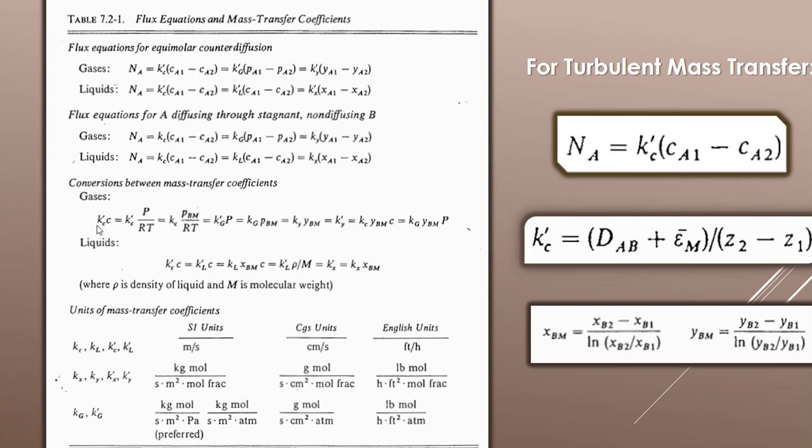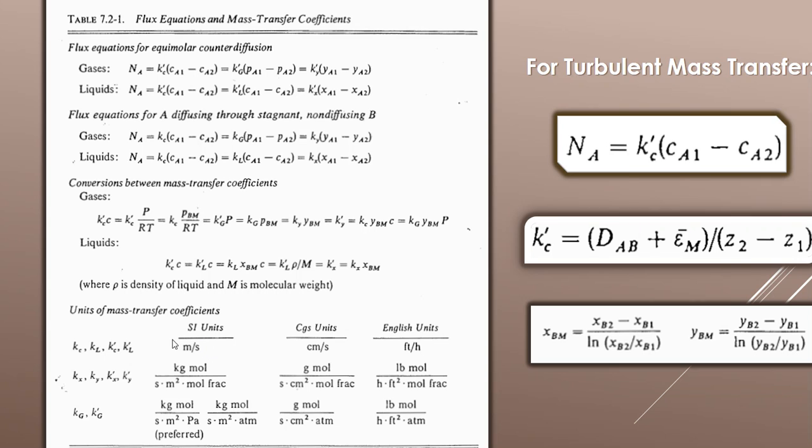And I have mentioned already that this will be your conversion for the different mass transfer coefficients. If we have one for gases, just like in here, we also have a set of conversions for liquids. Here the density is the density of the liquid and M is the molecular weight. Now, you have here the corresponding units for the K sub C, the K sub L, the K sub C prime, and the K sub L prime. So, these are the units.